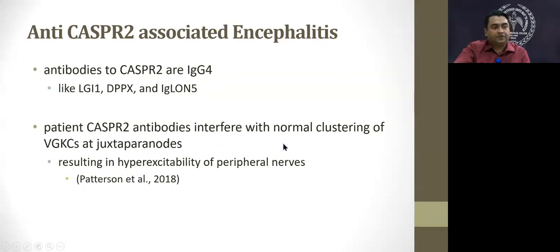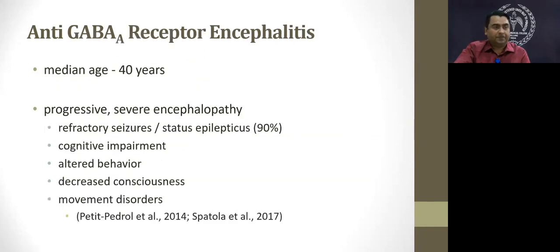The antibodies function by preventing the normal clustering of the voltage-gated potassium channels, as previously shown in that previous picture, at the juxtaparanodes. This again results in hyperexcitability of the peripheral nerves, which is the peripheral nervous system manifestation of the illness.